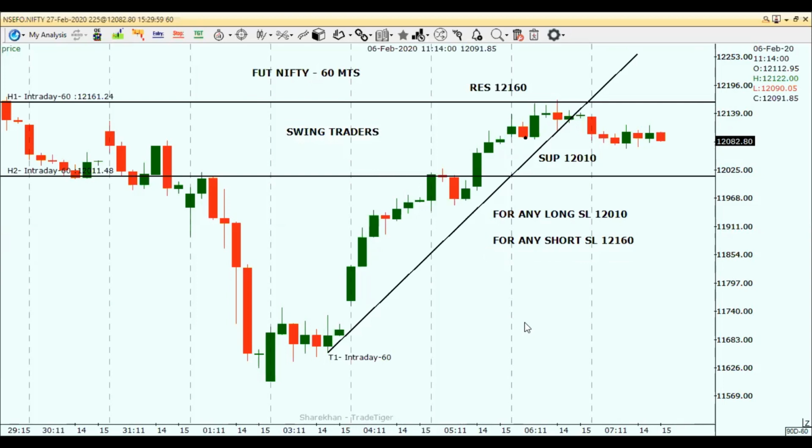They should wait for the breakout on either side, then initiate the trade. Currently, it is in between. But any action they want to take closer to this resistance zone or close to the support zone, they are welcome. But they should maintain the stop loss we have discussed now.